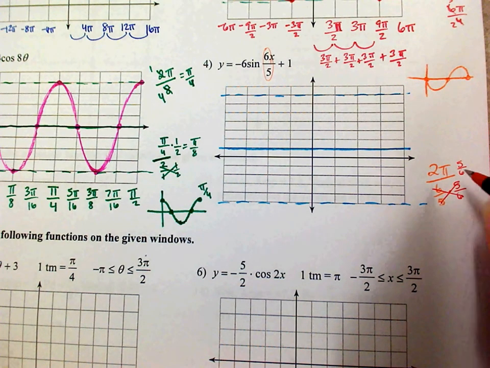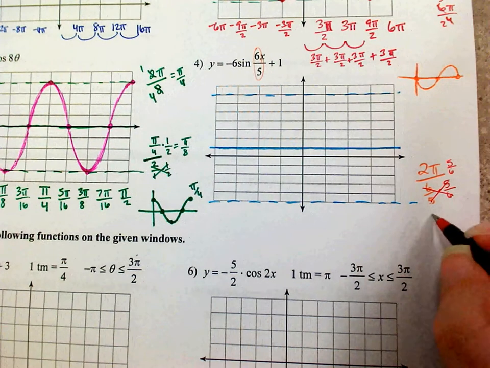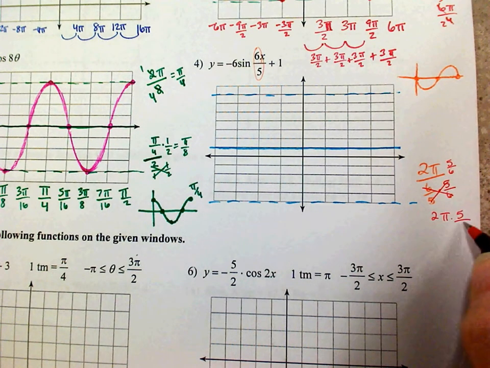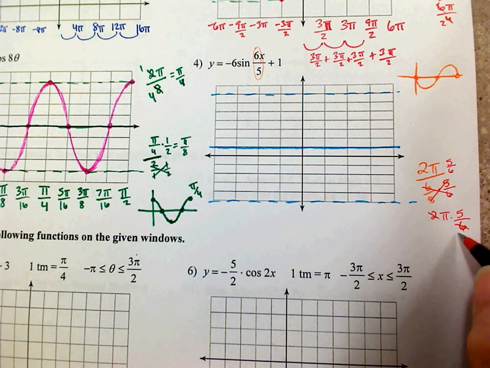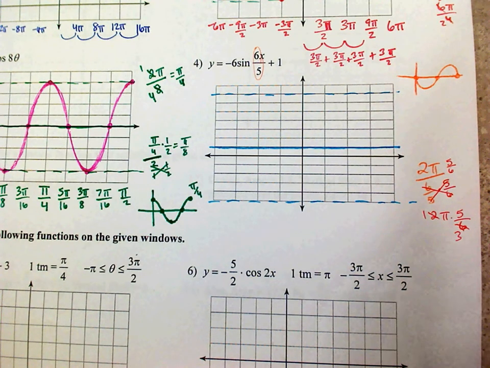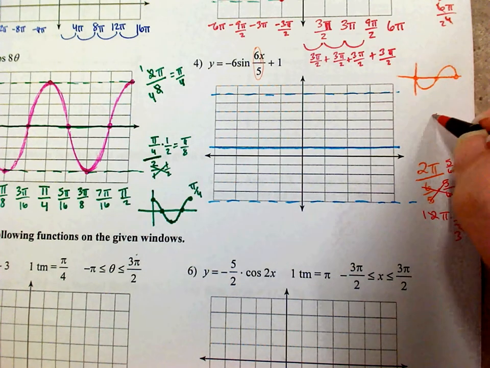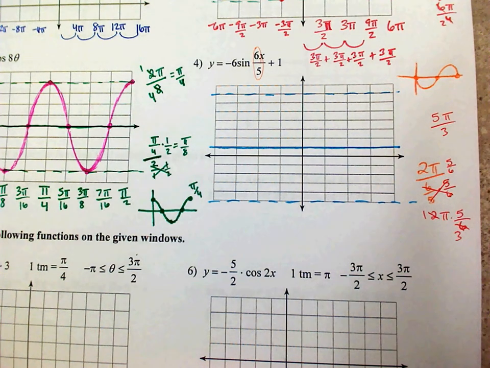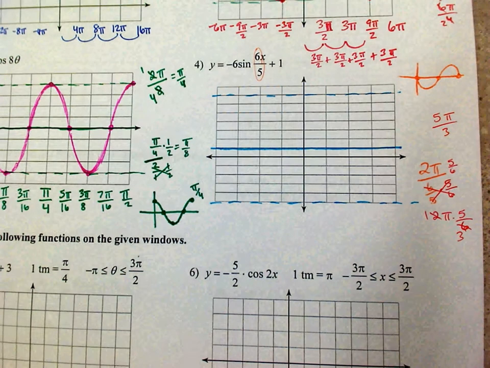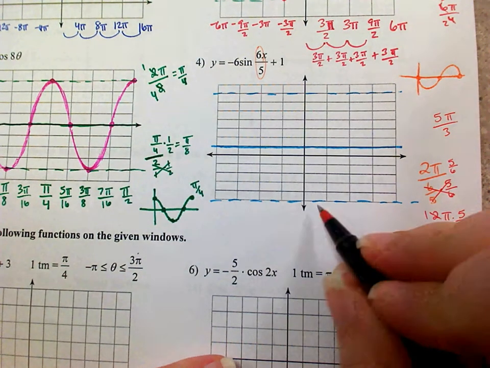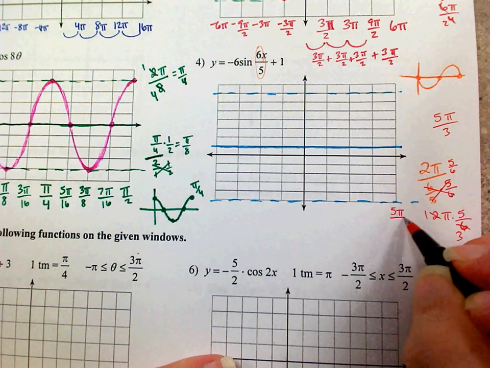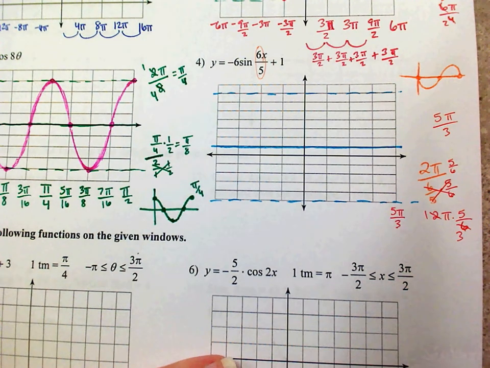2 pi times 5/6, you could say 10/6 pi, or you can say 2 and 6 simplified under 1/3. So that means the period of my wave is 5 pi over 30. Okay? Alright, so I'm going to label this to the right as 5 pi over 30. And then I need to find out all the other tick marks, okay?